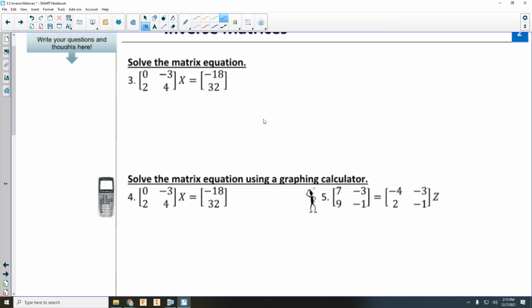I'm going to come back up front. So what will we need to do? We will multiply to get x. We need the inverse of this matrix multiplied by -18, 32. Now, order matters on this. So you need to get the inverse of that matrix. You could actually set up your matrix A and your matrix B. You wouldn't even have to find the inverse, you just have to set it up and multiply it out.